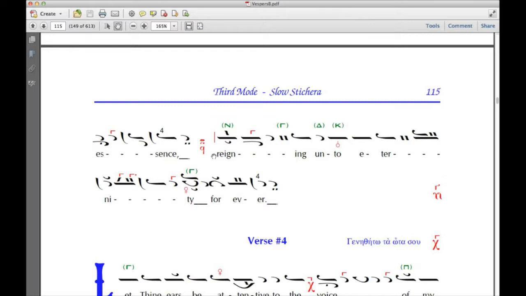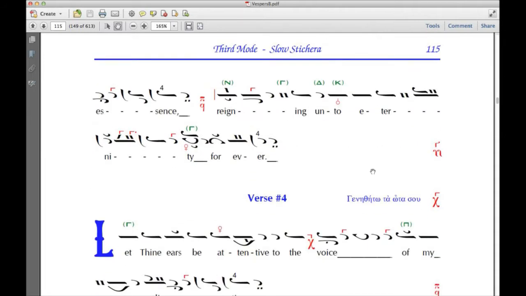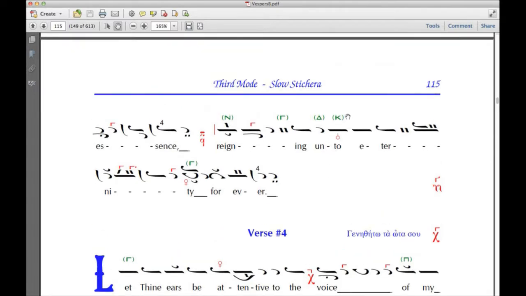Reigning unto eternity forever. Yeah. Okay, so let's all sing it together. So, the reigning. Reigning unto eternity forever.